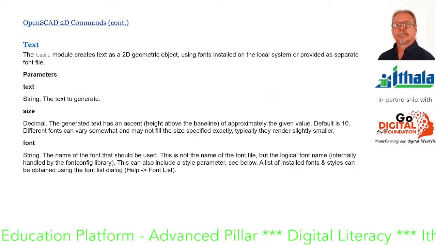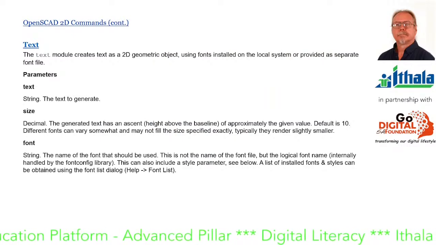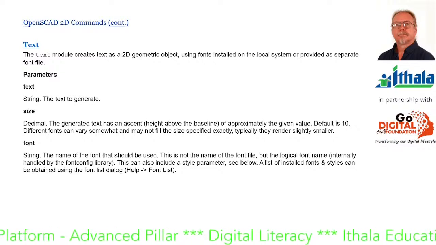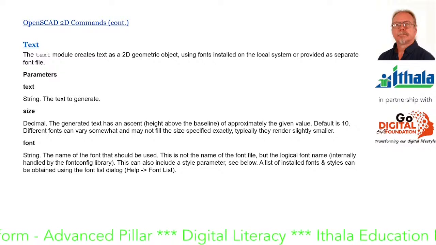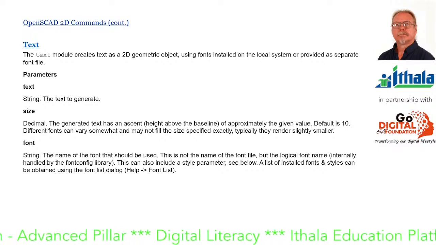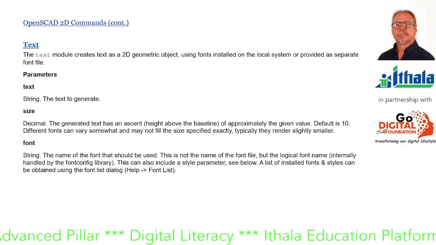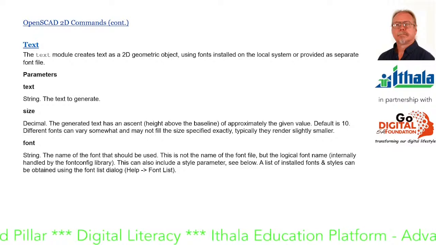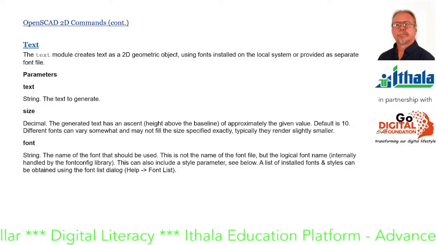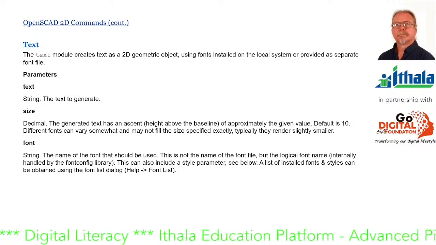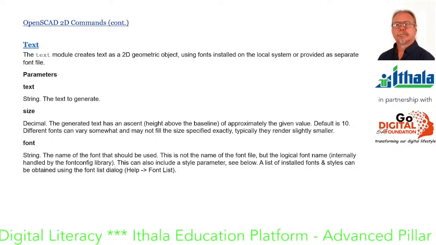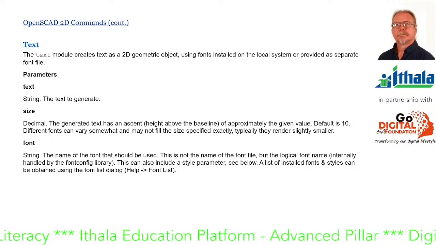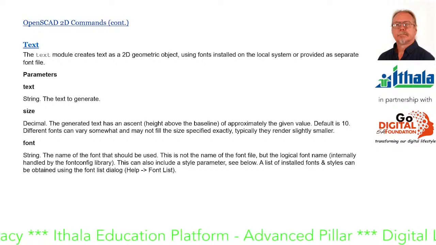Okay, text. The text module creates text as a 2D geometric object using fonts installed on the local system or provided as a separate font file. The parameters for text: a string, that's the text to generate. The size, a decimal number. The generated text has an ascent, height above the baseline, of approximately the given value. Default is 10, okay, so that's roughly 10 millimeters.